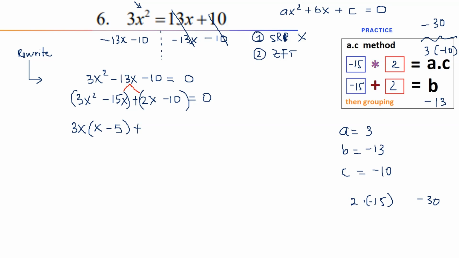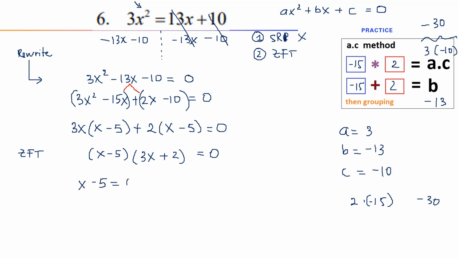The next group has 2 in common, so x minus 5. What is in common now is x minus 5. What is left is 3x plus 2. Okay, now apply the zero factor theorem. x minus 5 equals 0, or 3x plus 2 equals 0.